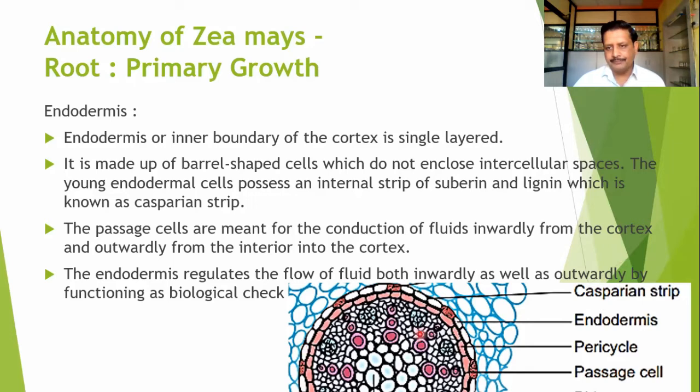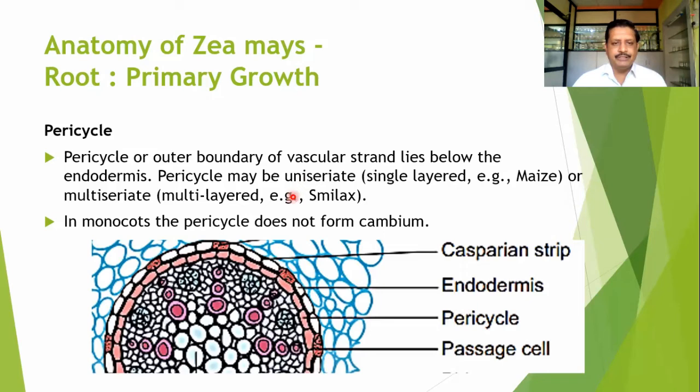This is the endodermal layer, this is the pericycle, and this is the central pith. The immediate layer after the endodermis is known as the pericycle. This is the pink cell layer. These are again barrel-shaped cells. The pericycle, or outer boundary of the vascular strand, lies below the endodermis. The inner layer adjacent to the endodermis we call the pericycle. It may be uniseriate, normally a single layer, but multiseriate in many cases. Particularly in Smilax you can find the multiseriate type of pericycle. Here in maize, it is a single-layered pericycle.